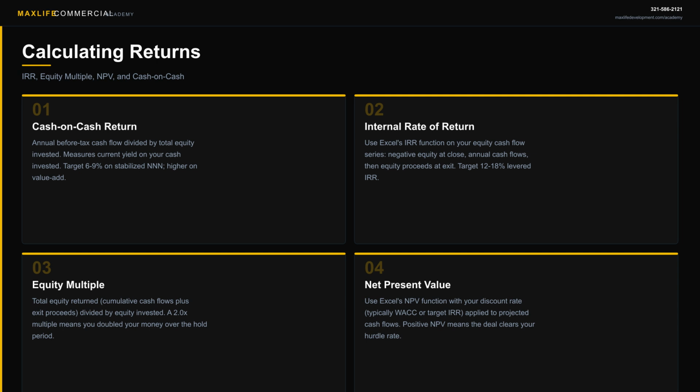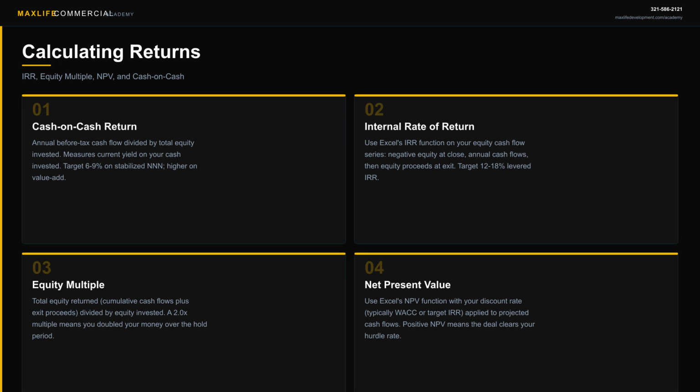The return section is the scoreboard of your pro forma. It translates all of your cash flow projections into the metrics that investors and lenders actually use to make decisions. Let's build each one. Cash on cash return is the simplest.